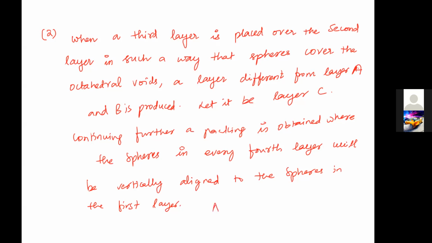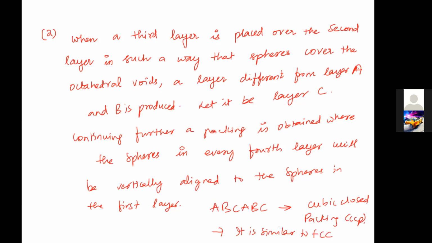This is called ABC packing, which is also called cubic close packing. It was CCP, before it was HCP. Remember, it is similar to face-centered cubic packing. And the symmetry which it has, before it was hexagonal, this is cubic symmetry.